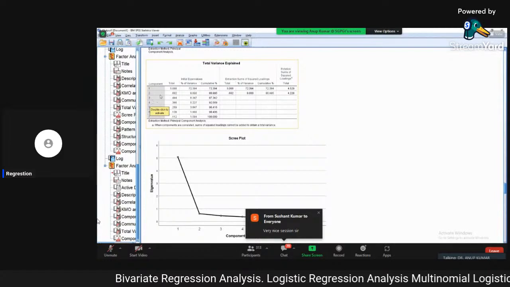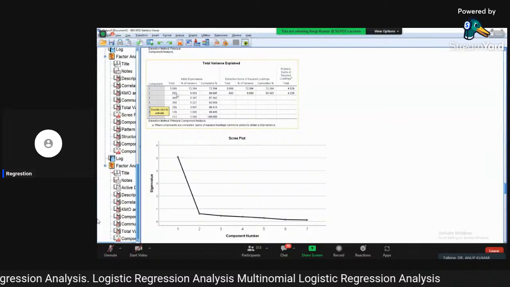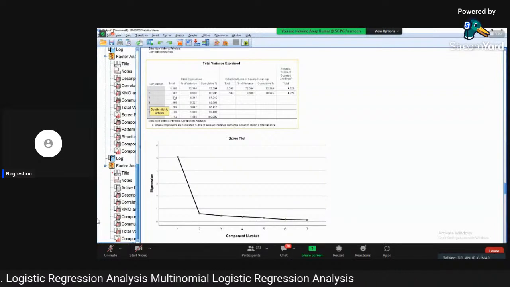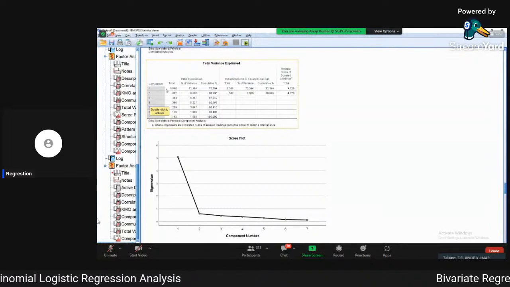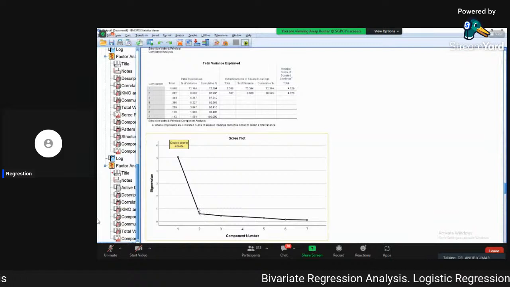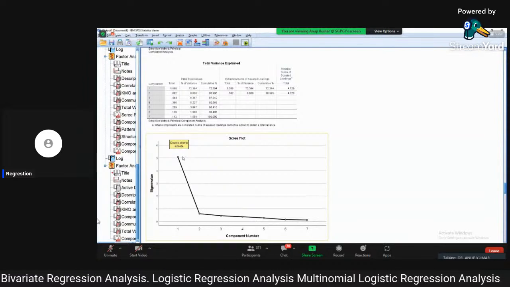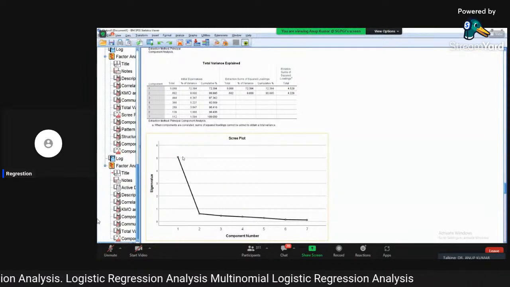But you say no, I will take only those factors for which the eigenvalue is more than 1. So in this case, you have to go with only 1 factor. But the scree plot is saying that the elbow is taking care of 2 factors. So you say that no, I should go with 2 factors. So there are different criteria, and you can proceed with any one of these.